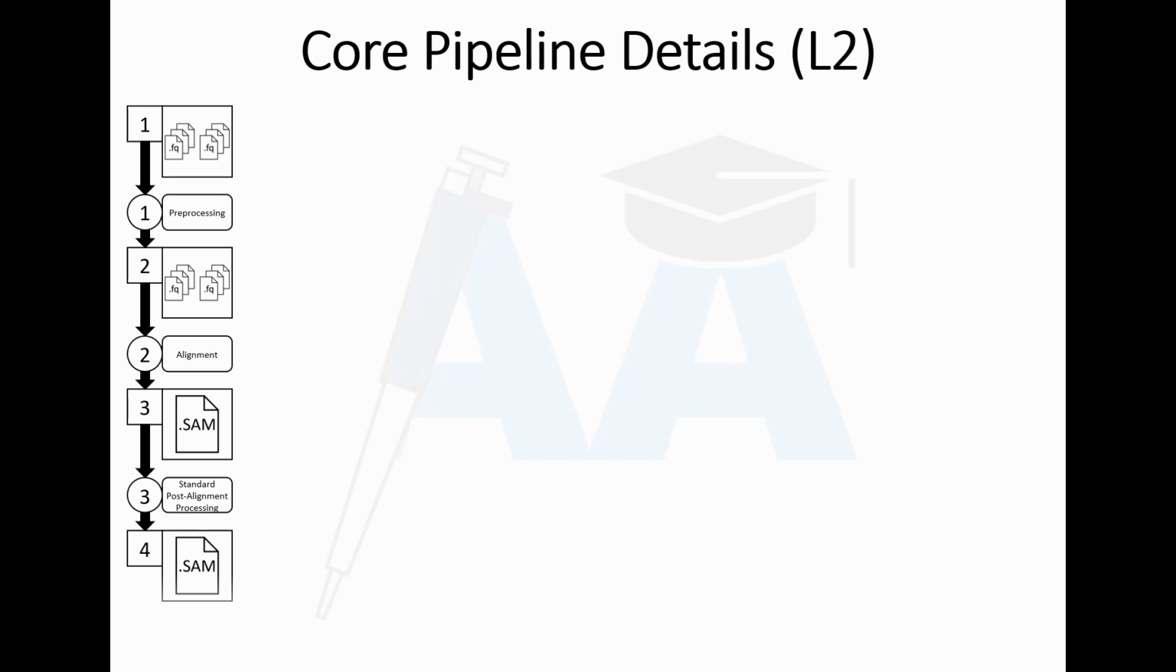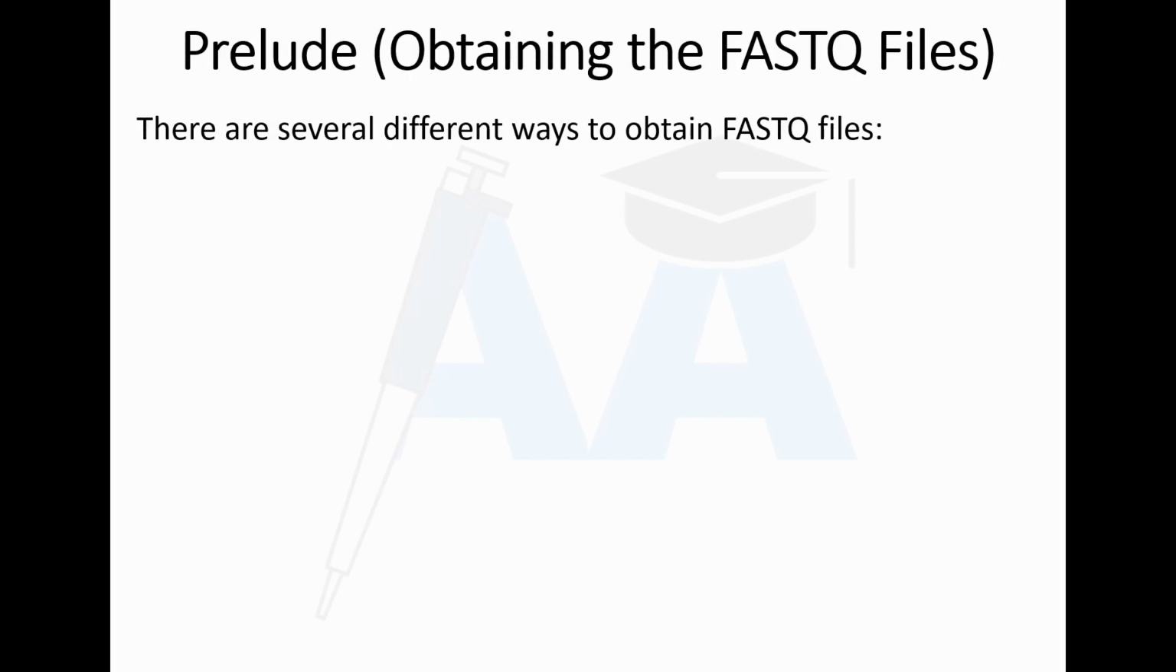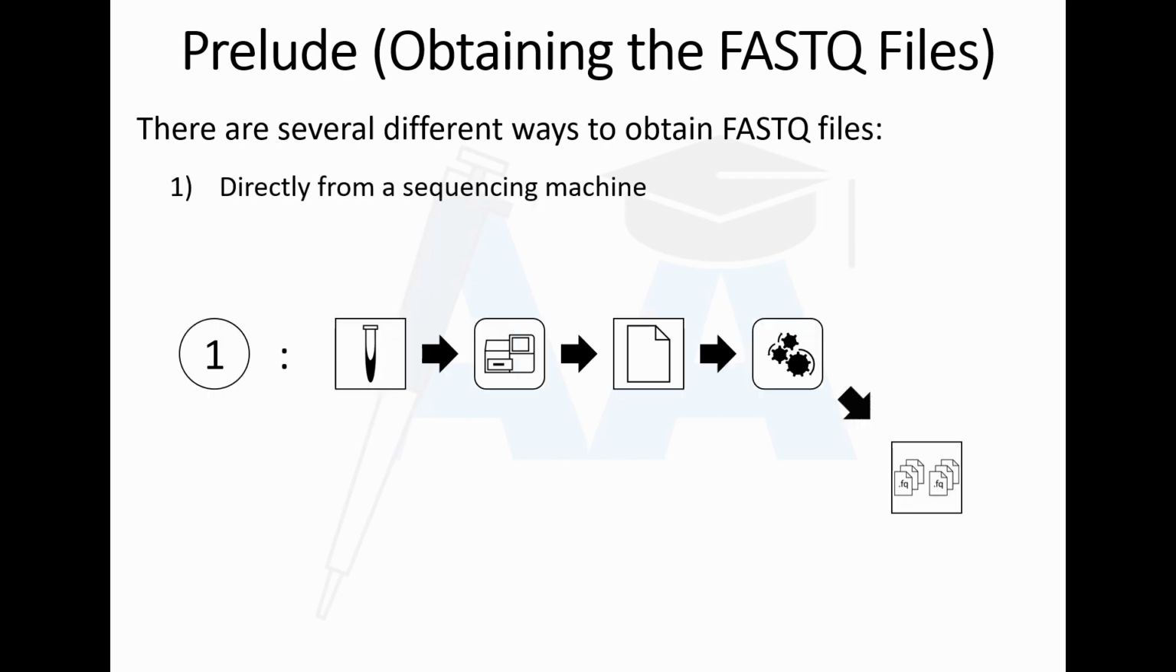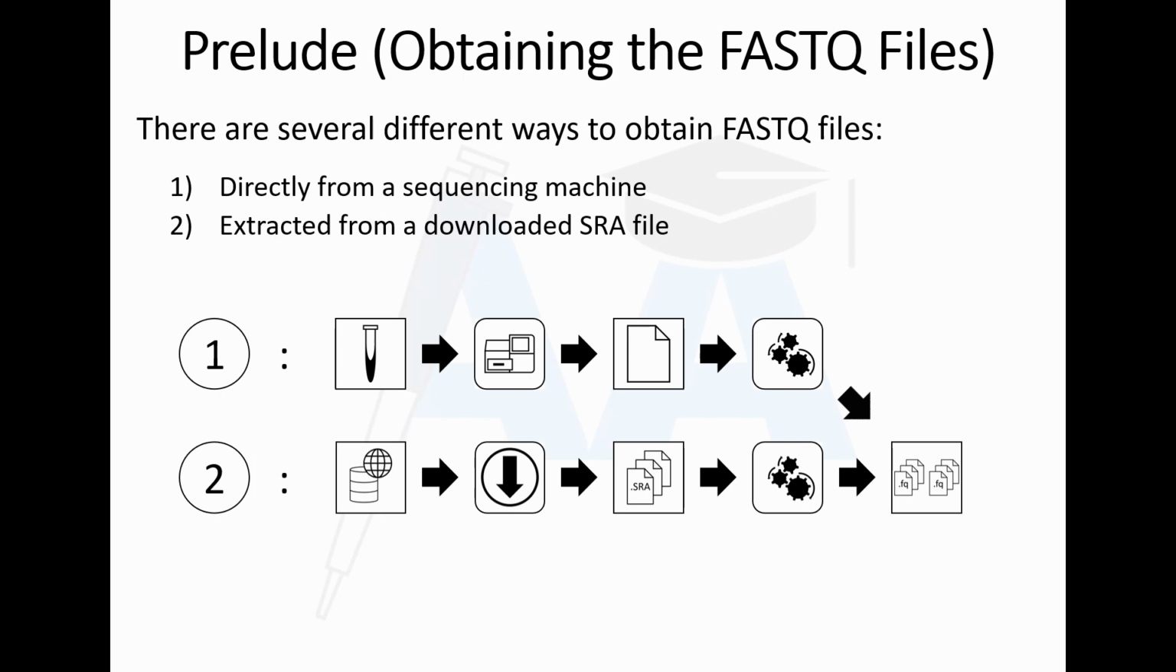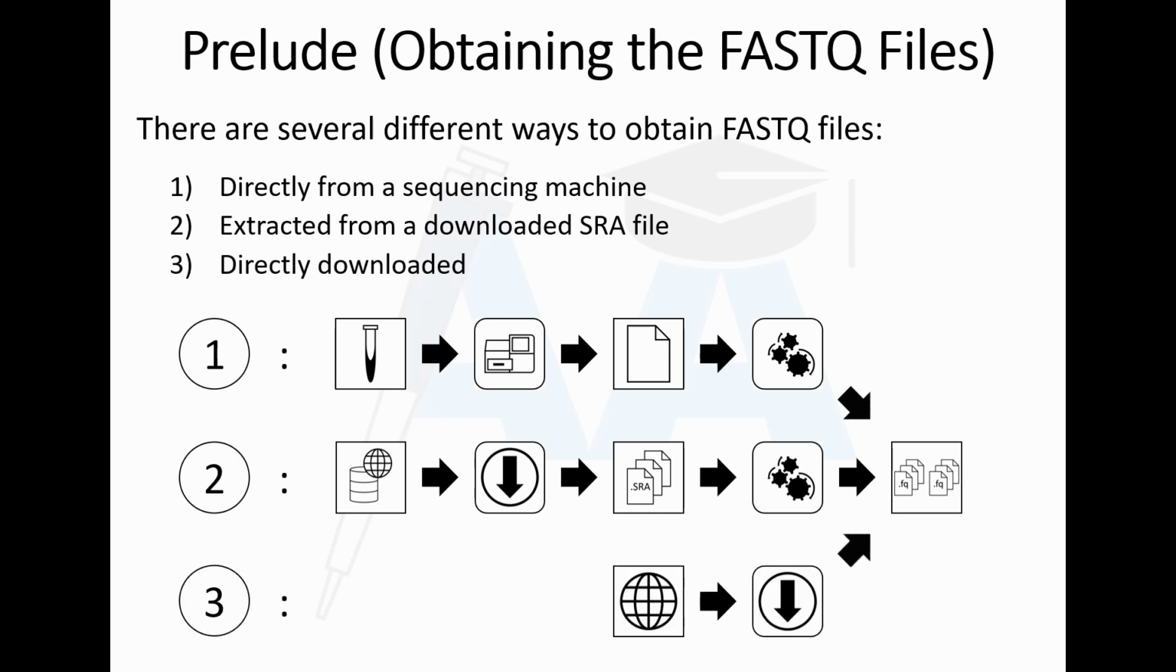But how do we get to the starting point of the pipeline? The pipeline I just described begins with FASTQ files, but how do we get them? Generally speaking, there are three ways. Firstly, they can be obtained directly from a sequencing machine after a sequencing run. Secondly, they can be extracted from an SRA file after downloading said SRA file. And lastly, FASTQ files may be downloaded directly.